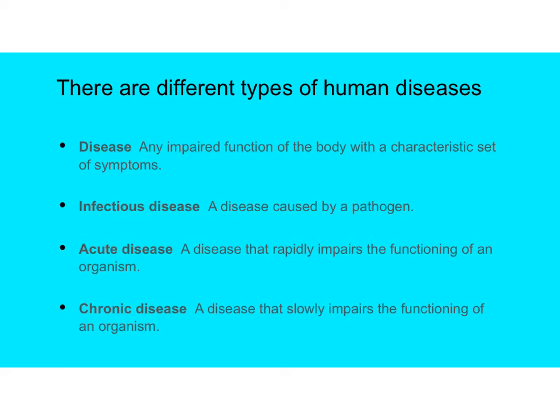In contrast to that, there's chronic disease, and that's a slow impairment of functioning of a person's body, like heart disease and most cancers, really. For example, chronic diseases that develop over several decades would be considered part of that. It would take decades for some cancers to harm your body.